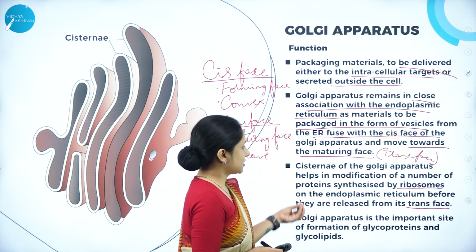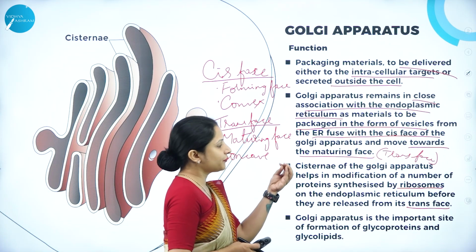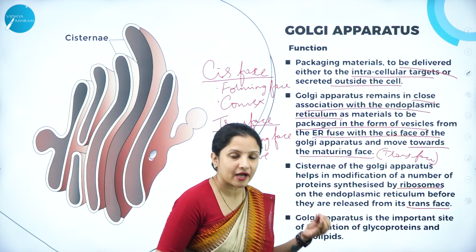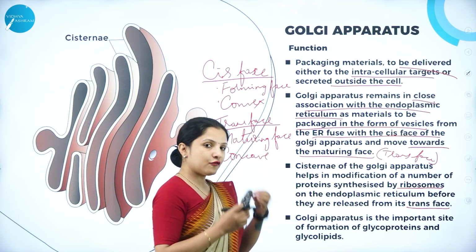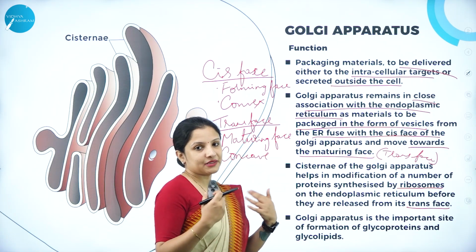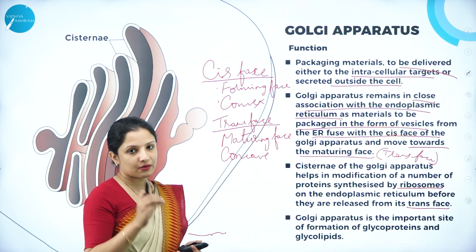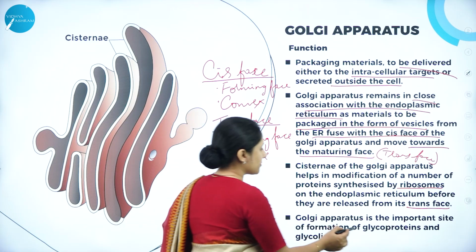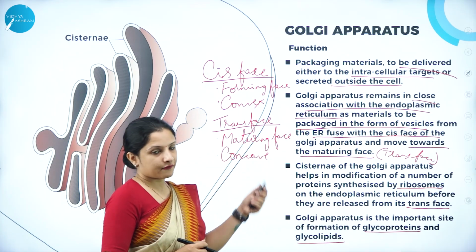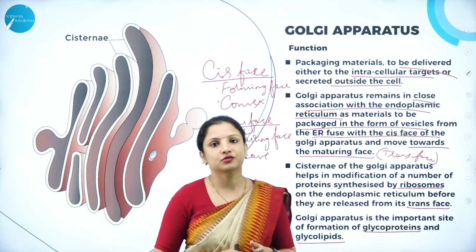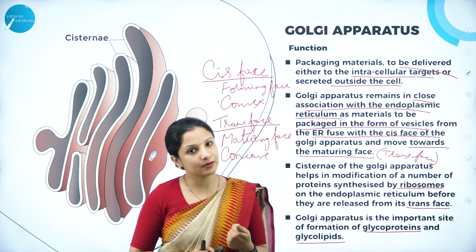They will be delivered to the trans phase of the Golgi apparatus. So the cisternae of the Golgi apparatus help in modification of a number of proteins synthesized by the ribosomes on the rough endoplasmic reticulum before these proteins are delivered from the trans phase. And the Golgi apparatus is one of the most important sites for the formation of glycoproteins and glycolipids. So these are the functions of the Golgi apparatus.